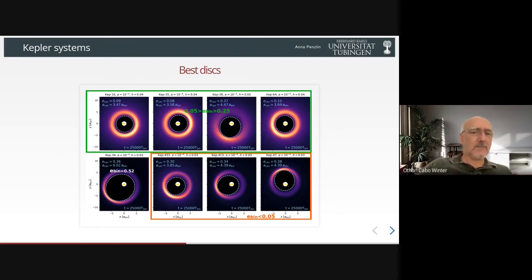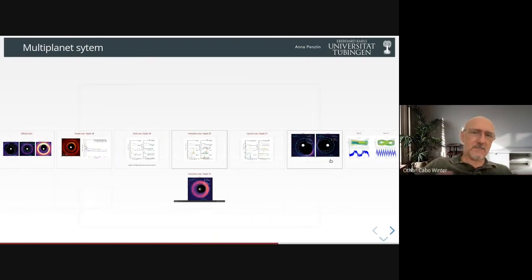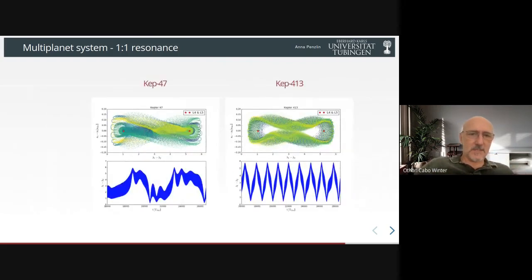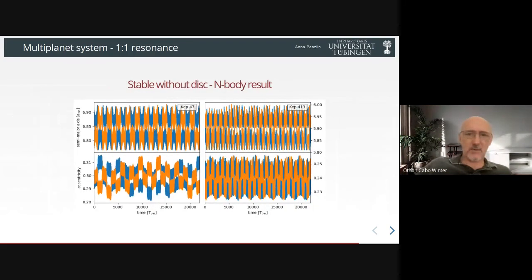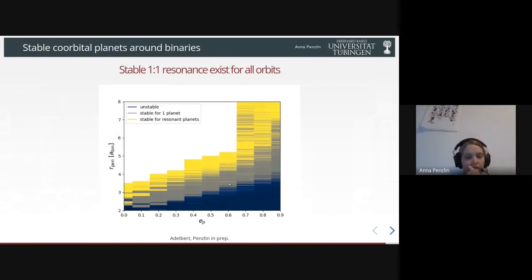Well, I have one about the co-orbitals. You showed one example of a horseshoe. In one of the last pictures you showed about the co-orbitals, where you found the stability regions, what kind of co-orbitals did you set? Did you consider just simple tadpole orbits, just small ones? Here. Yes. For these.